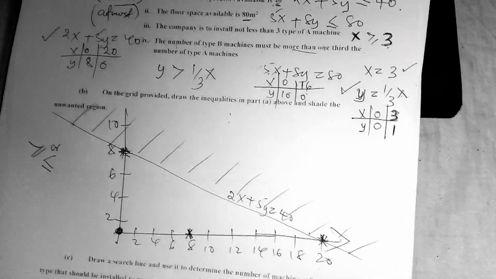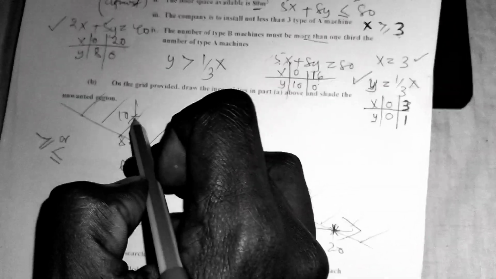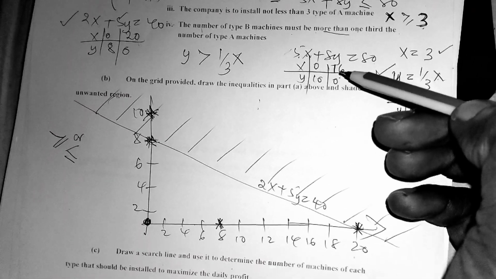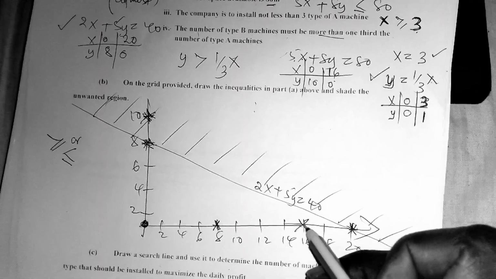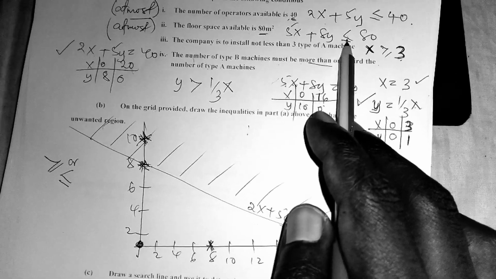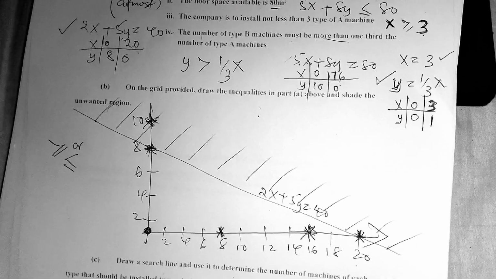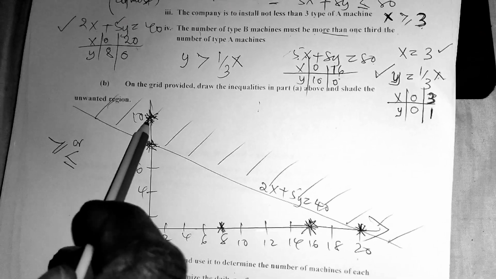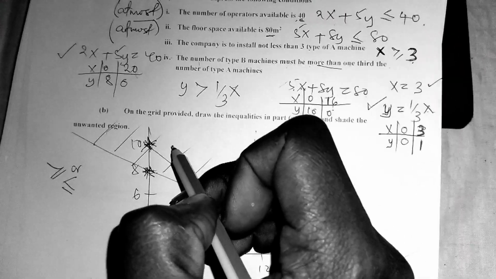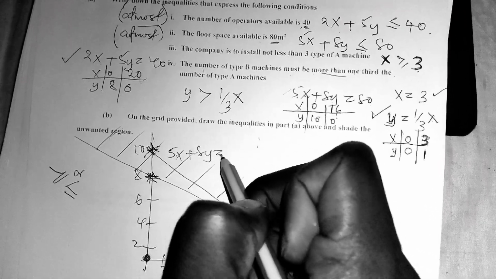And again we go to this equation. We have 0, 10 here, and we have 16, 0 here. So again, due to the inequality which was less than or equal to, you'll have a continuous line. So again, a continuous line from here to here. So you have 5x plus 8y is equal to 80.